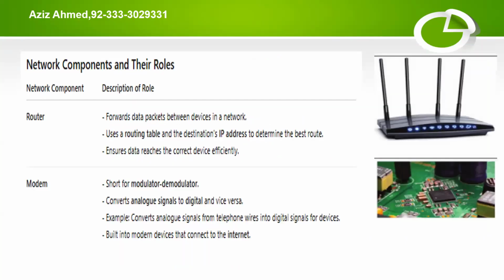Then we have router and modem. You have a router at home, a TP-Link router, yes, Wi-Fi, to distribute internet. But this router exists at the ISP, Internet Service Provider company, which basically sends data to other computers. It forwards data packets between devices in a network. It uses the routing table and destination IP address to determine the best route. So it works on IP address.